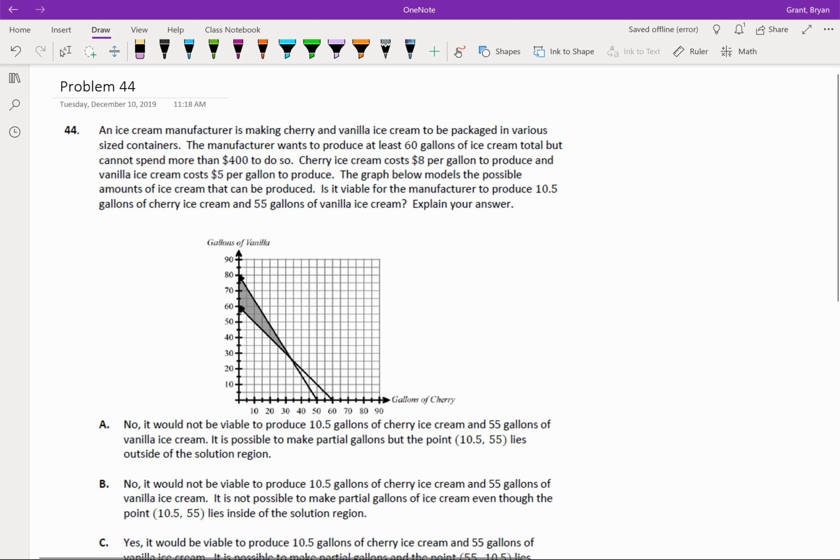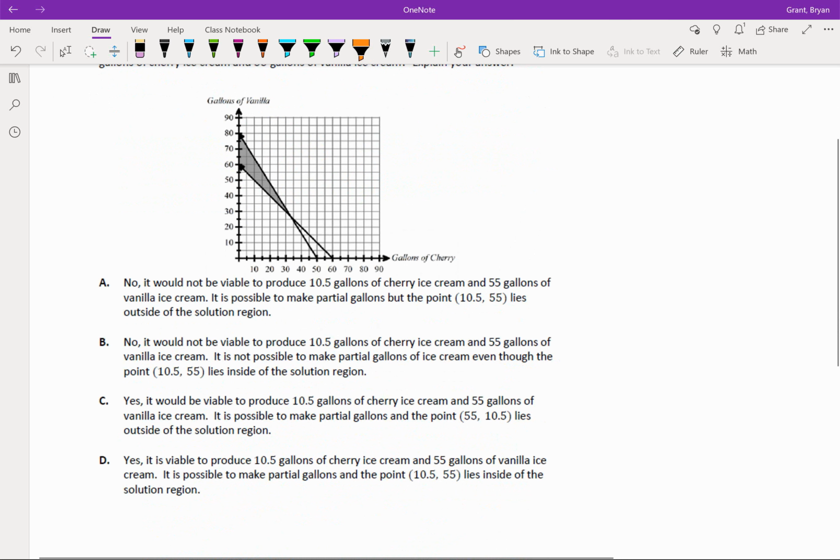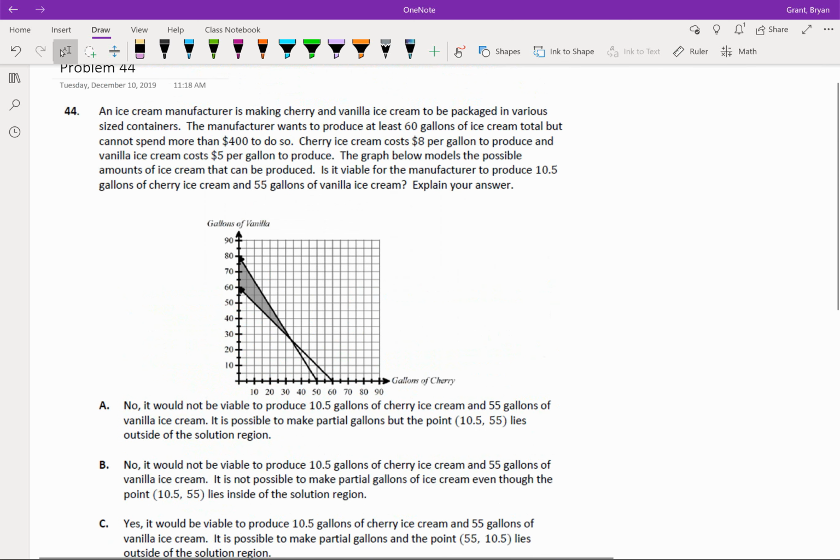We're looking at problem 44, which is talking all about ice cream, so I know it's a good problem because I love ice cream. However, at first glance, this problem seems pretty overwhelming. There's a lot of words, there's kind of a scary looking graph, and the answers have multiple sentences too. It's pretty different than most of what we've seen so far. So let's try to break it down.